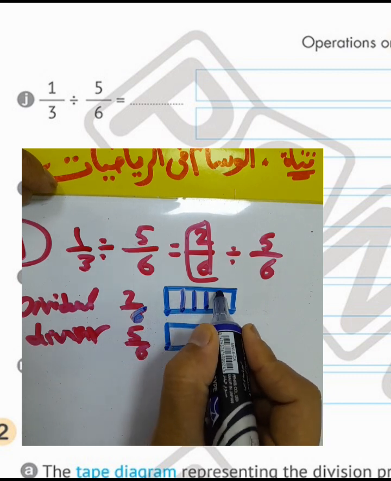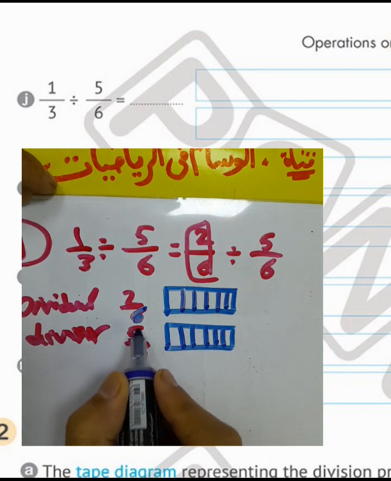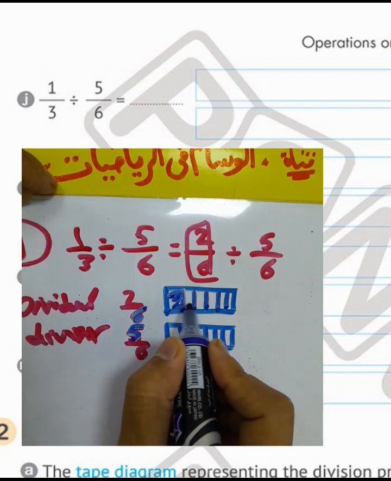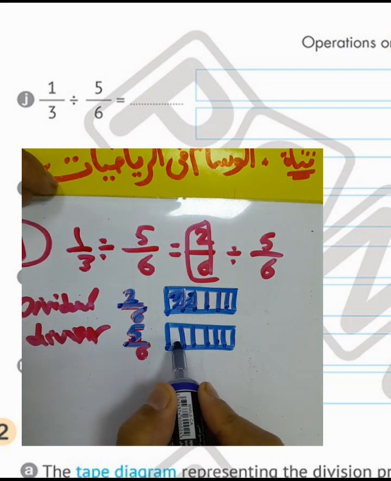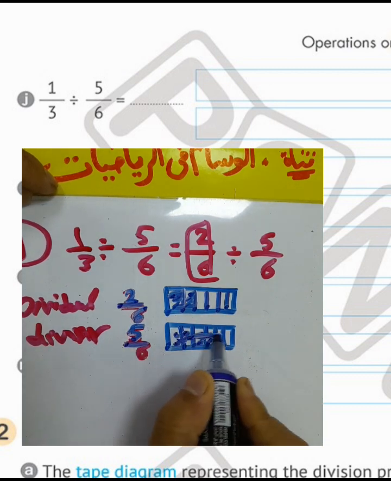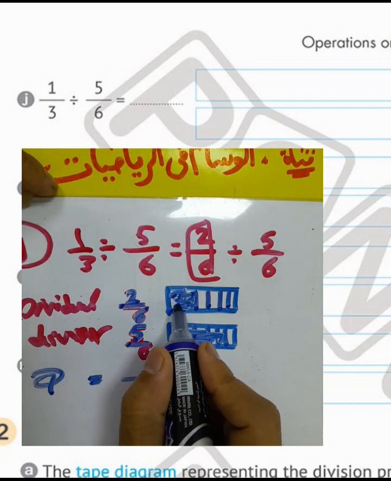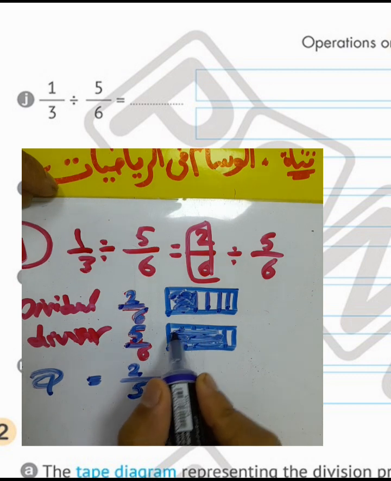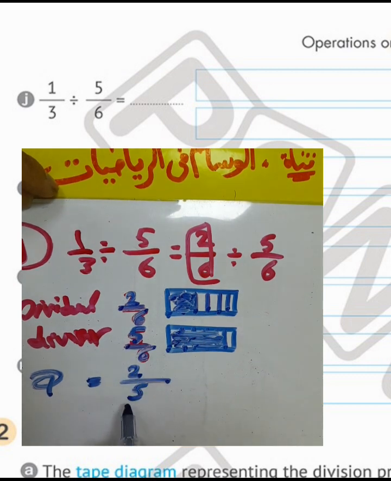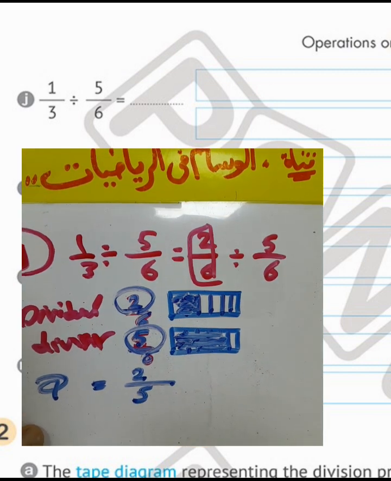1, 2, 3, 4, 5, and 6. And then color from the dividend 2 parts out of 6 parts, and here 5 parts. Okay, then the quotient will be what? The number of parts colored in the dividend, 2, over the number of parts colored in the divisor, 5. We colored here 5 parts from 6 parts, and the result will be 2 over 5. It's the result of this example.